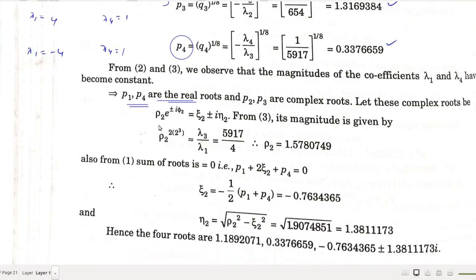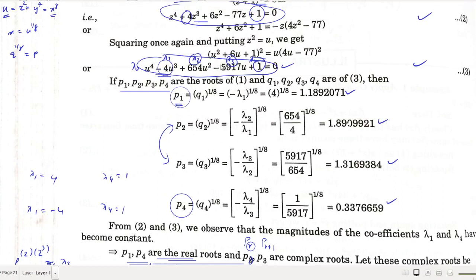Now we can see how to find the complex roots. Since p2, p3 are complex, we call these p_r and p_r plus 1. So these are the complex roots. Then here r is equal to 2. Suppose this is the complex root, then we have to evaluate rho 2, zeta 2 and eta 2. So from this you can say that rho 2 raised to 2 into 2 to the power 3 will give approximately lambda 3 by lambda 1. Okay, from the final equation we can get this lambda 1, lambda 2, lambda 3, lambda 4, etc.